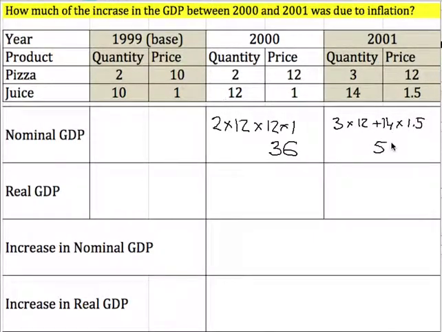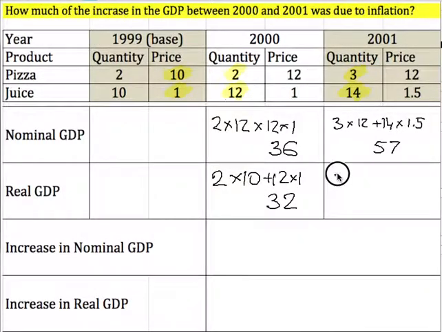This equals 57. Now, for the real GDP, we use current year quantities, the same thing for 2001. But instead of using current year prices, we use base year prices. This way, we separate the change in quantity from the change in the prices. So using these quantities, 2 times price of 10 plus current quantity 12 times price of 1, we get 32.